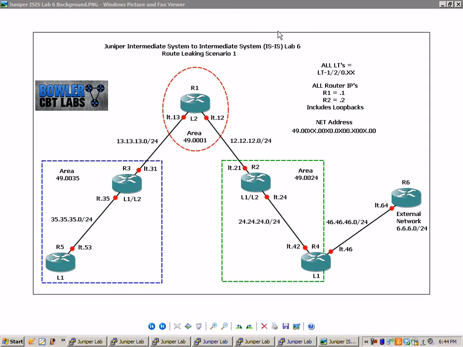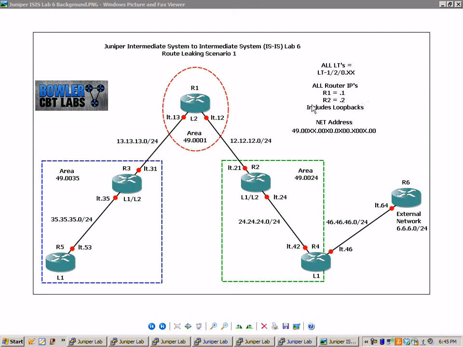All the logical tunnel interfaces are equal to LT-120.xx. What this means is on R5, the connection to router 3, I have it abbreviated as LT.53, but that's actually LT-120.53. For the router IP addressing, router 3 has its LT.31 interface. Its fourth octet is .3, so it would be 13.13.13.3. And the connection to router 5, the LT.35 IP address, is 35.35.35.3. All of those routers follow a similar pattern.